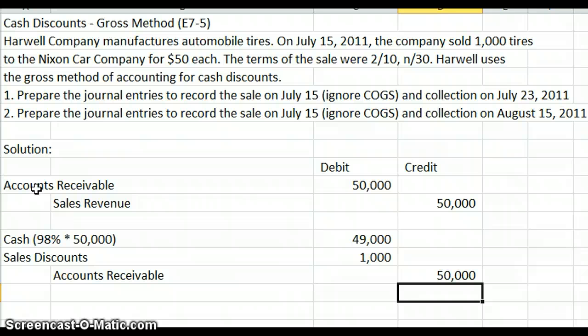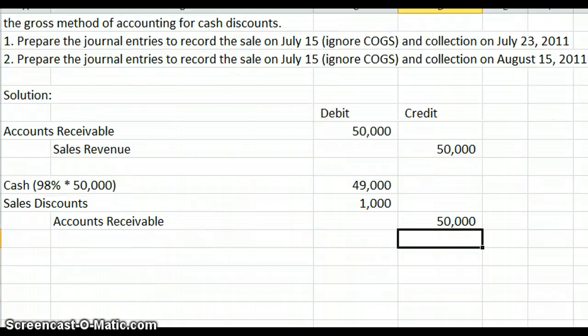Notice since we did use sales discounts, when we report this on our financial statements, in general you're going to report sales at net, so you're going to report your revenues at $49,000. But you can also do it if you're doing a multi-step income statement, where you would list sales revenue less sales discounts.